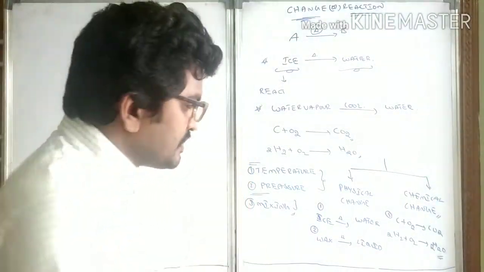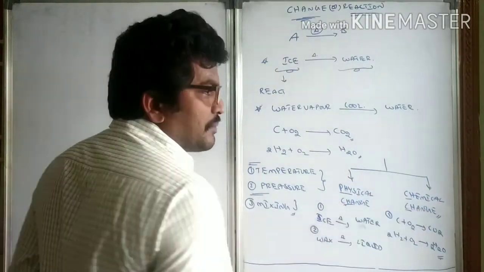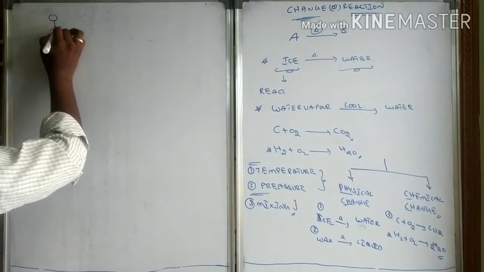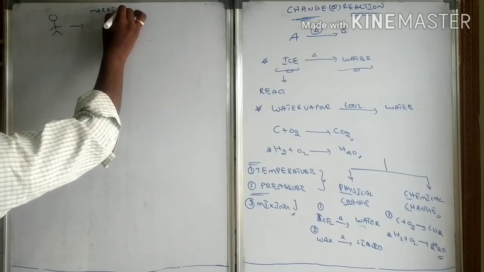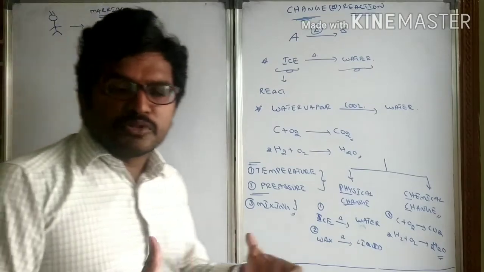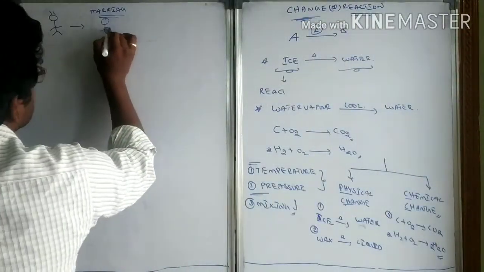Let me tell you with a brief explanation what a physical change and a chemical change are. See, there is a person going to a marriage. What will he do? This person will have some makeup applied and he will change his costume. So here the costume changed.